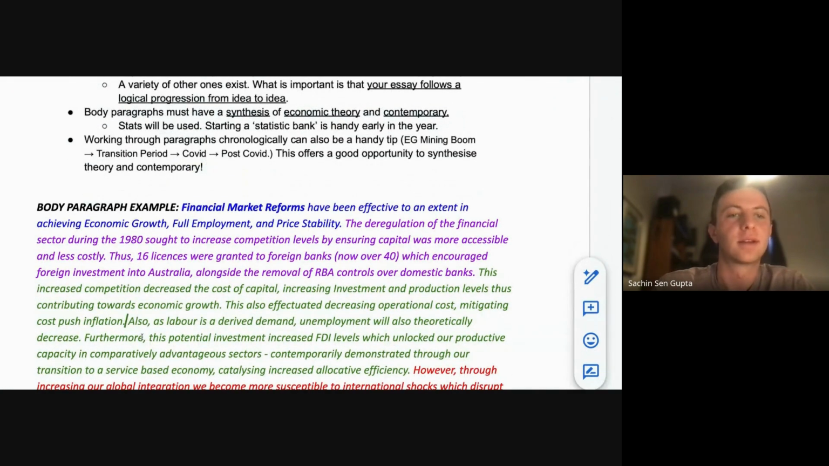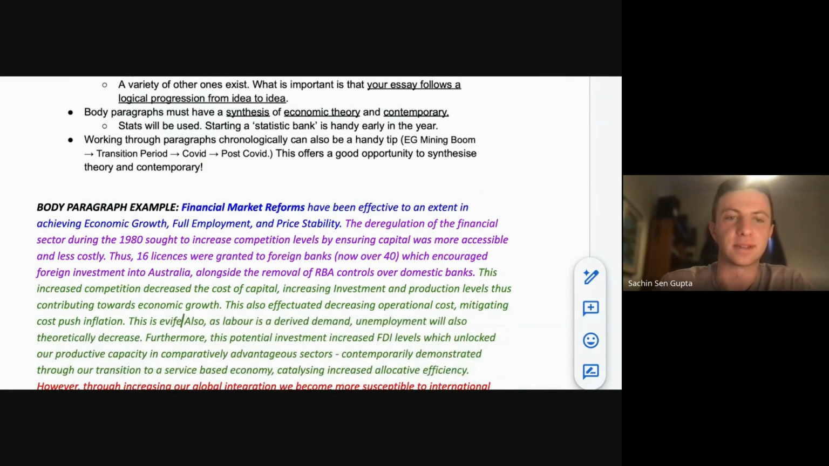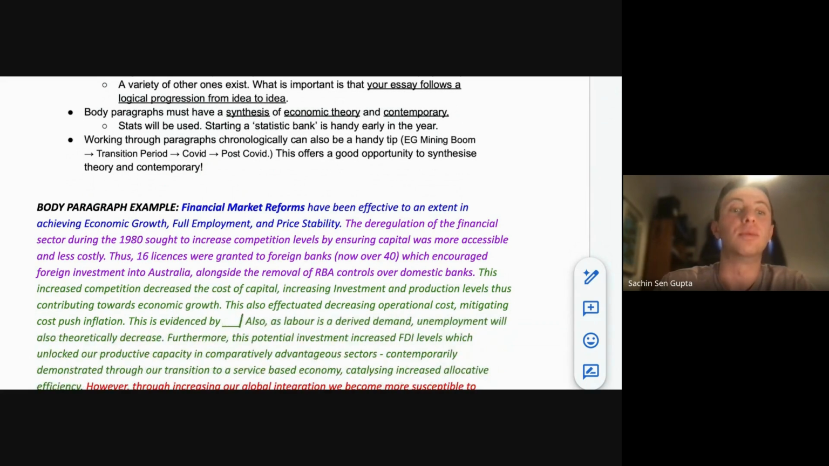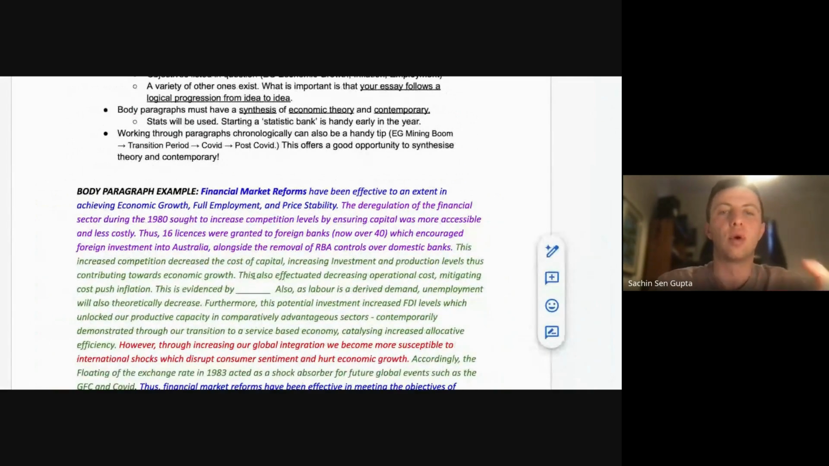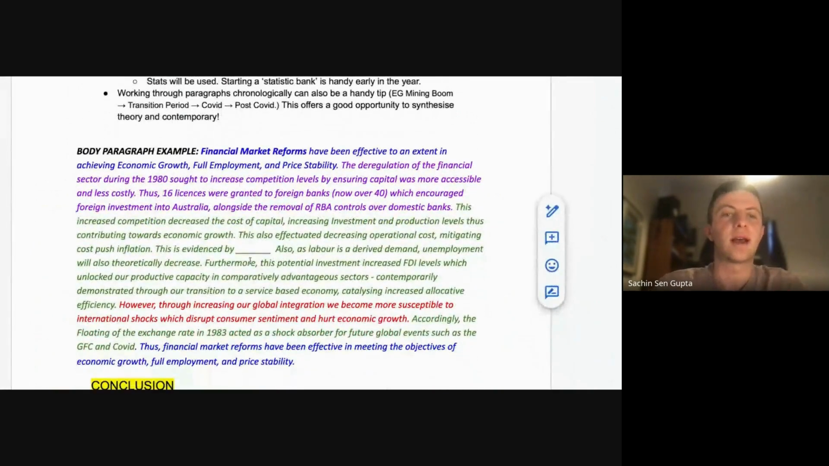Now, ideally, you would say this is evidenced by, and you would provide some sort of stat, right? A 3% reduction in inflation or something like that from this year to this year. So that could be how this paragraph would improve as well. And importantly, to really hit that analytical or evaluative or judgmental aspect of this, you have to provide a counter argument, right?